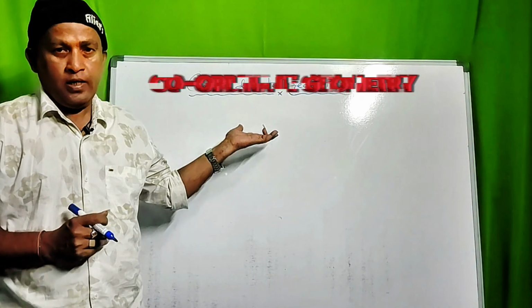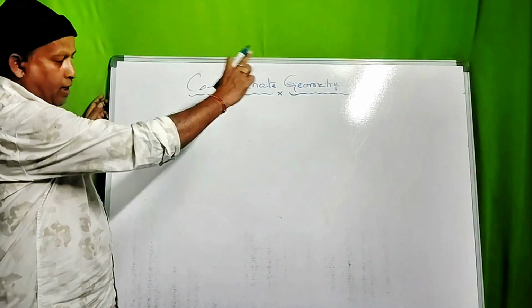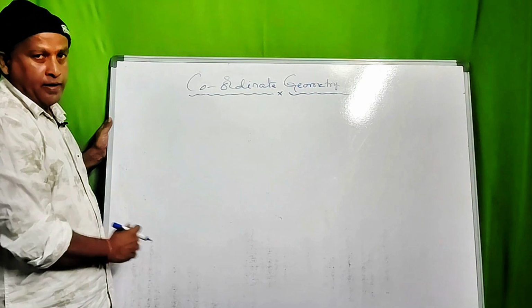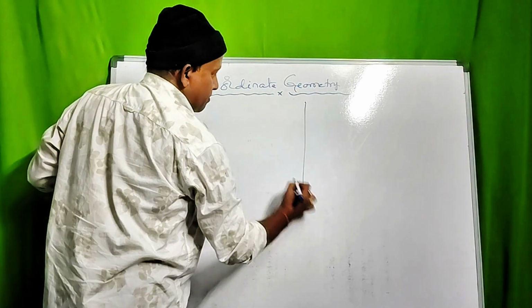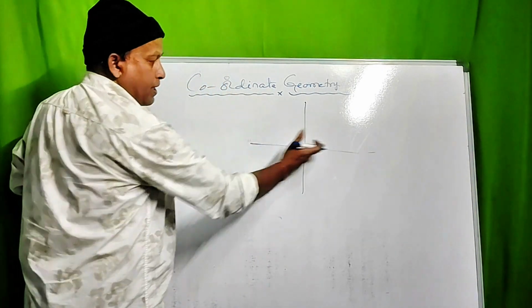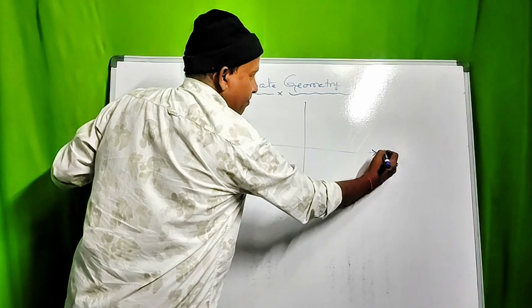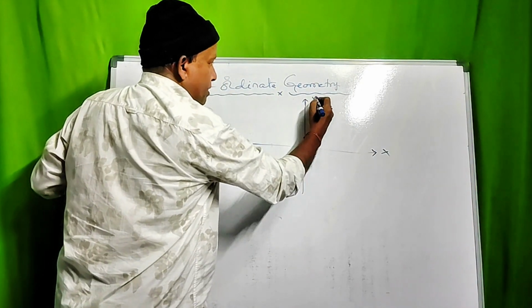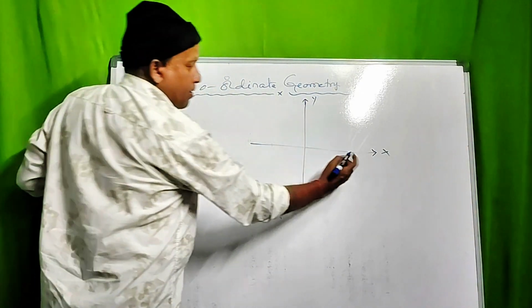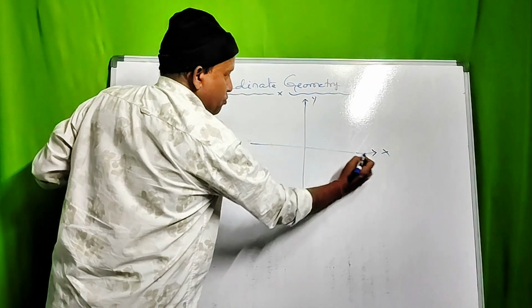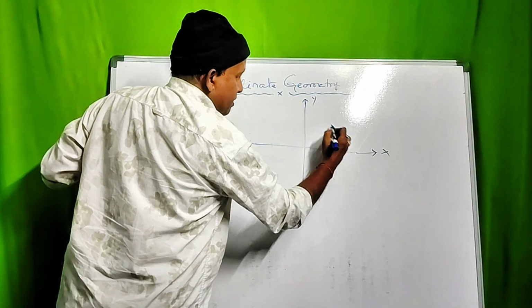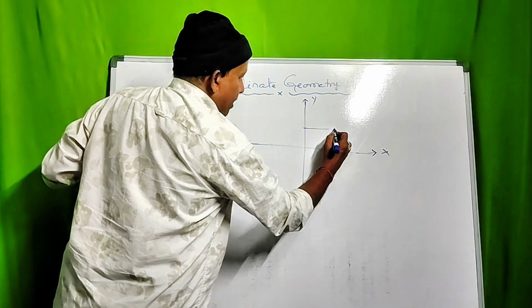Just listen carefully. Consider a plane; it can be divided into four parts. The horizontal line is called the x-axis and the vertical line is called the y-axis. These two are the positive side, so a point can be represented by x comma y.